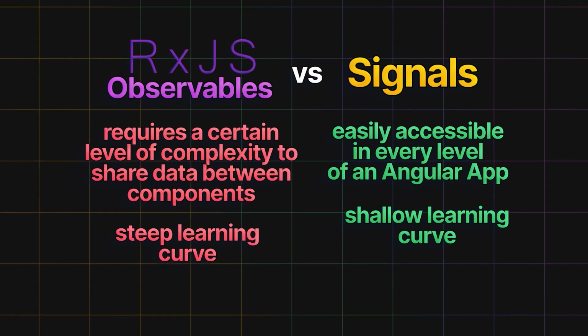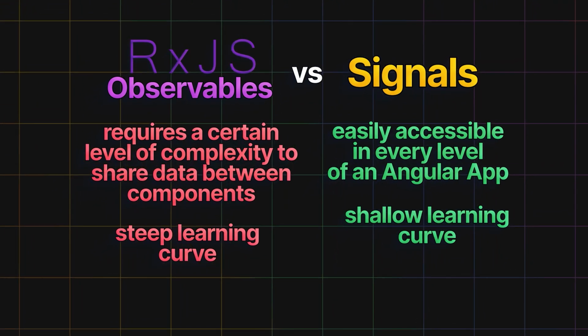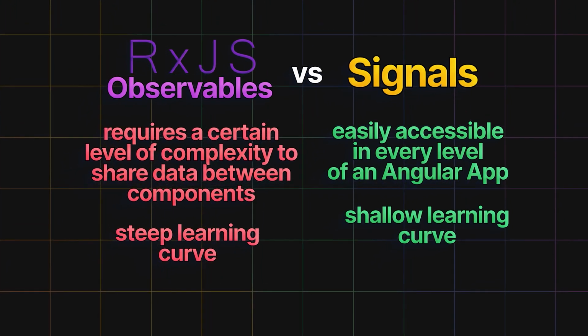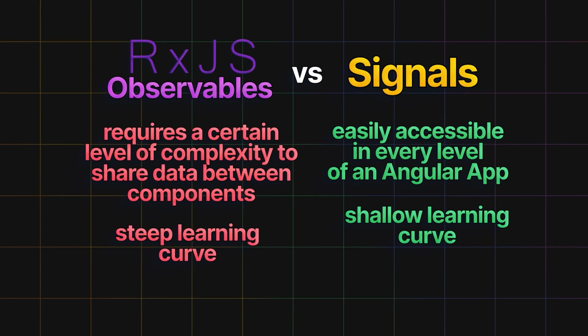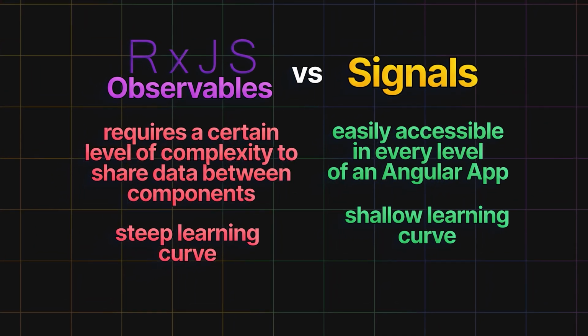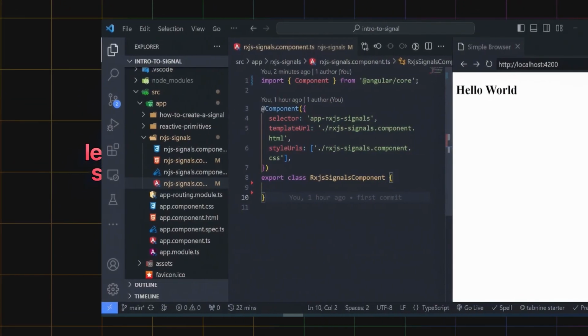So the steep learning curve that comes along with learning Angular, making use of observables, is what signals have come to simplify. To proceed with this, I would like us to take a look at a code example that compares signals to observables by creating a counter operation in Visual Studio Code.